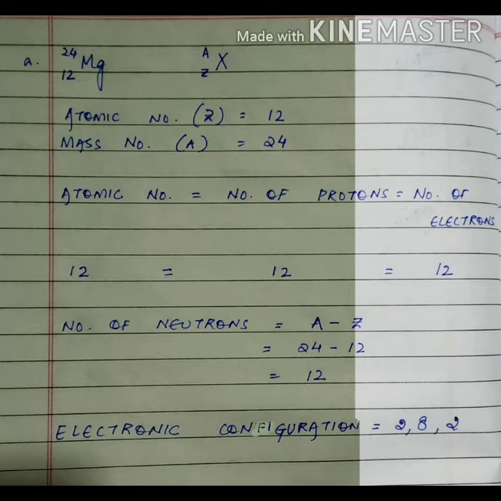So how many left now? 2 plus 8 equals 10. That means 2 more electrons. So the third orbit will now have 2 remaining electrons. So we know first orbit maximum 2 and after that maximum 8 electrons. And I've also told you, without filling the first orbit, I cannot go to the second orbit, and without filling the second orbit, I cannot go to the third orbit. So the electronic configuration of magnesium becomes 2, 8, 2. That means in the first orbit 2, in the second orbit 8, and in the last orbit 2 electrons.